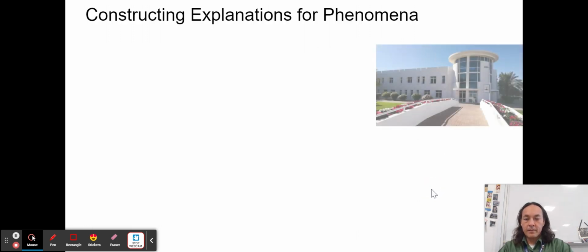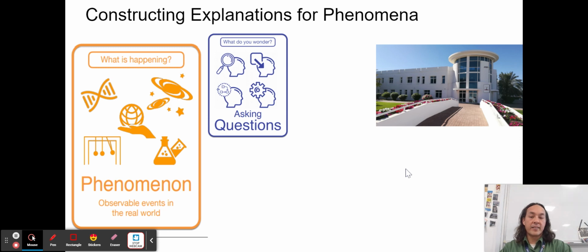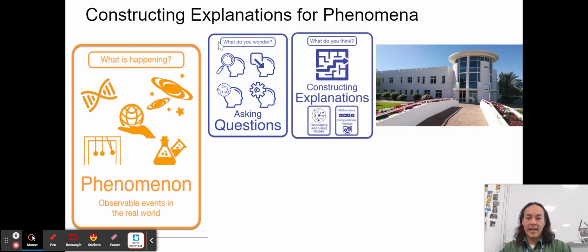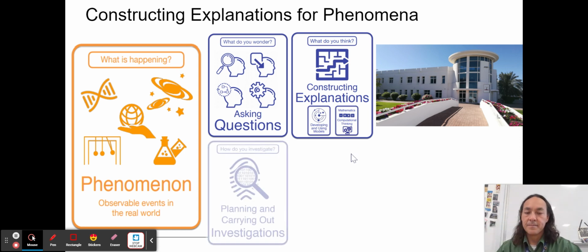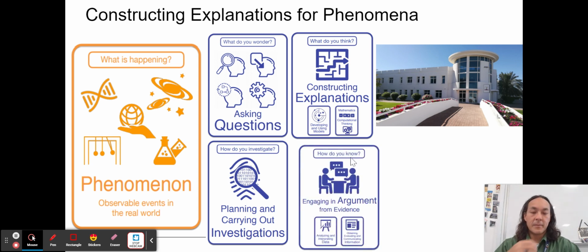Remember that we have our phenomena, an event in the real world that we're trying to construct an explanation for. And so we've asked questions. What do you wonder? We did our driving question board. We've used lots of models. We made models in class. We did the food webs. We've used some mathematics. A lot of it's been done for us with some online simulations. We plan and carry out investigations. We did the owl pellet, and then we engage in argument from evidence.